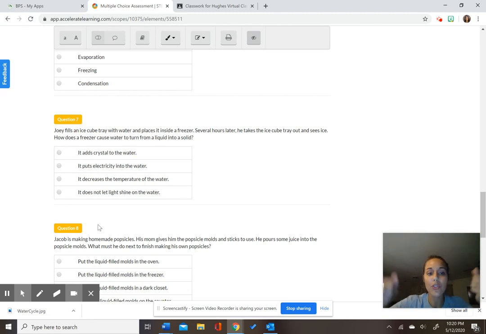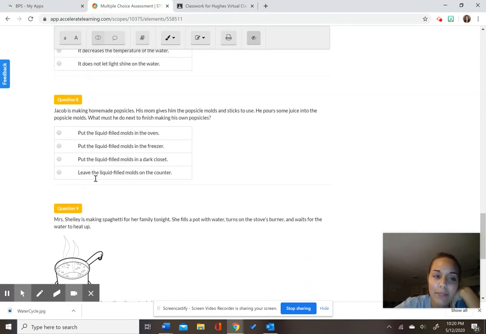Question 7, ice cube tray, puts it in a freezer. Takes the ice cube tray out and he's got ice. How does a freezer turn water into ice? You guys should know that one. I'm not even going to go through that one. That one's so easy.